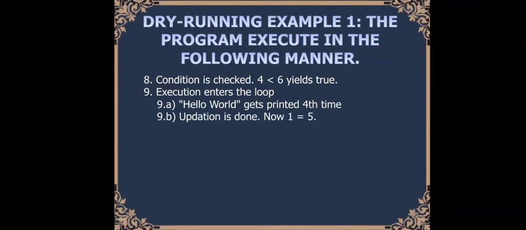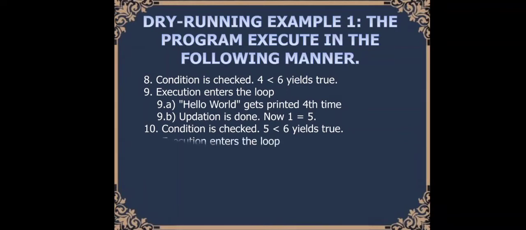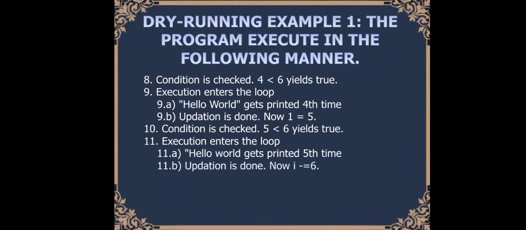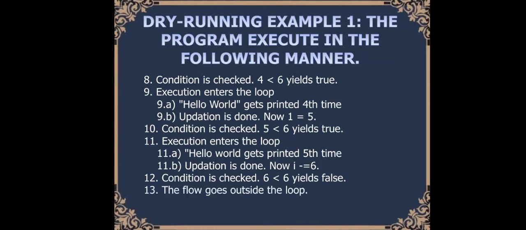Updation is done. Now i is equal to 5. Tenth, the condition is checked. 5 less than 6 yields true. Eleventh, execution enters the loop. Hello World gets printed the fifth time. Updation is done. Now i is equal to 6. Twelfth, the condition is checked. 6 less than 6 yields false. Thirteenth, and lastly, the flow goes outside the loop.